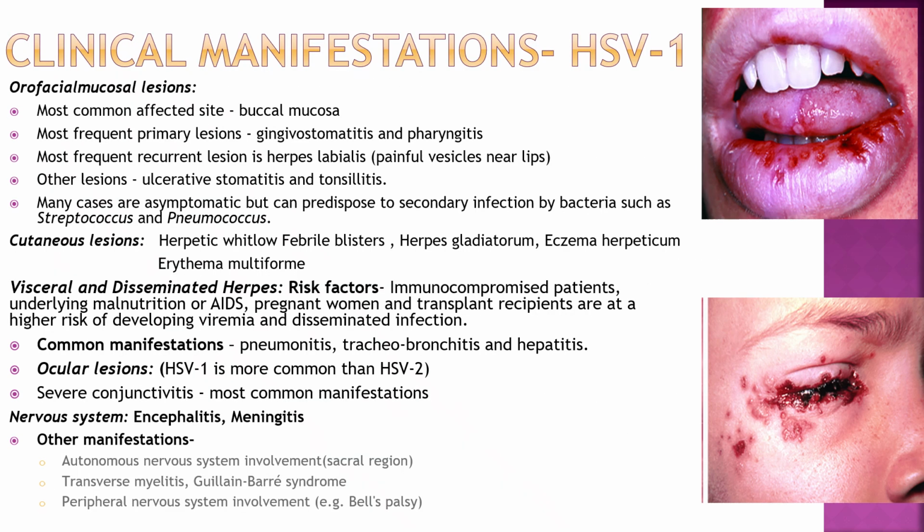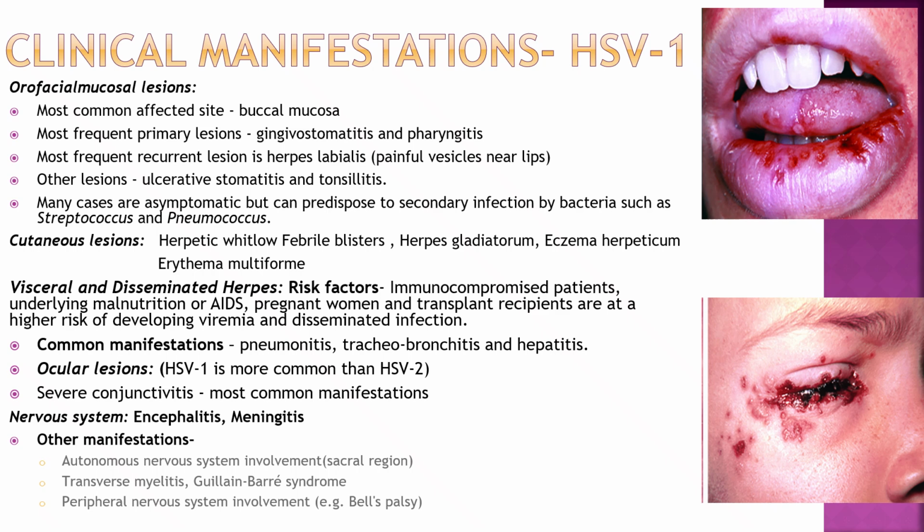Clinical manifestations, HSV1. Orofacial mucosal lesions, most commonly affecting the buccal mucosa. Most frequent primary lesion: gingivostomatitis and pharyngitis. Most frequent recurrent lesion is herpes labialis, painful vesicles near the lips. Other lesions: ulcerative stomatitis and tonsillitis. Many cases are asymptomatic but can predispose to secondary infection by bacteria such as Streptococcus and Pneumococcus. Cutaneous lesions: herpetic whitlow, febrile blisters, herpes gladiatorum, eczema herpeticum, erythema multiforme.